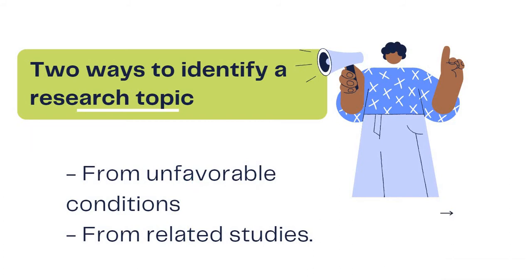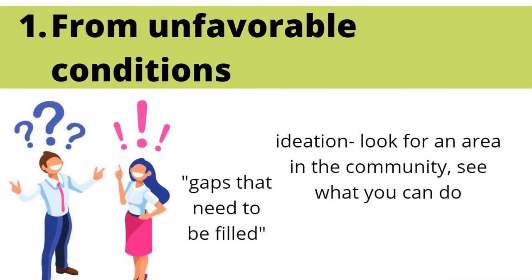things that don't go as we want them to, that are not helpful or useful to us, or are problematic in some way. So number one, from unfavorable conditions, you look for the gaps that need to be filled, problems left unaddressed, ideas that have not been verified, or areas that have not been studied well and do not have much data. To ideate for that, you look for an idea in the community and see what you can do.